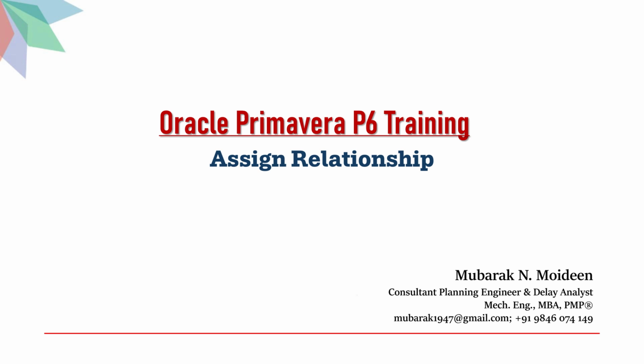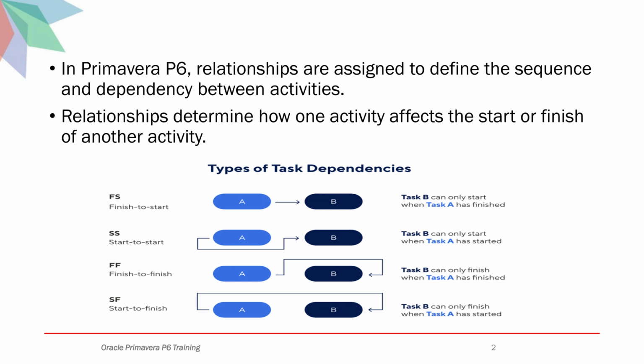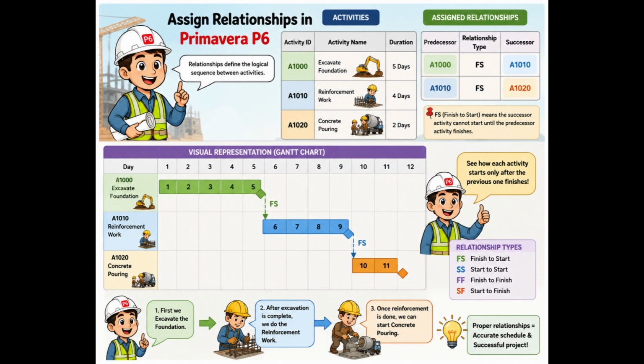In this session, we are going to learn how to assign relationships. Relationships are used to establish the logical sequence between activities and define how one activity is dependent on another. By assigning relationships, we can create an accurate project schedule and identify the critical path.